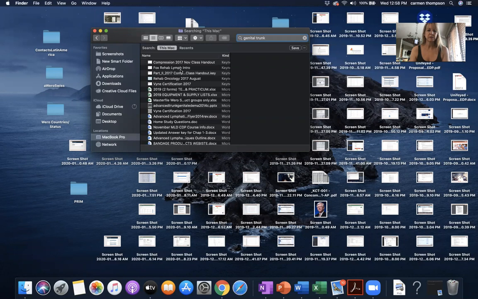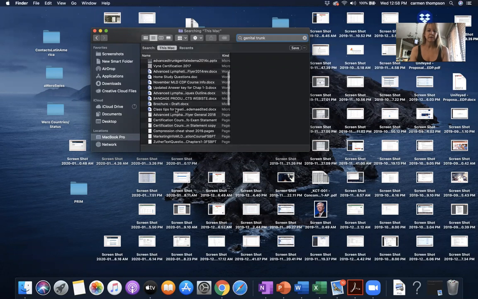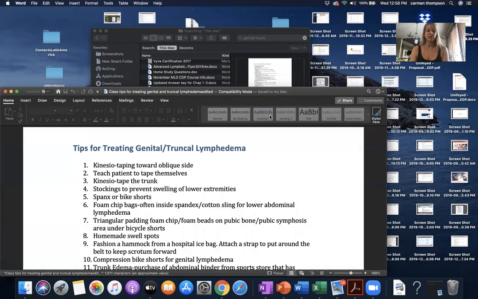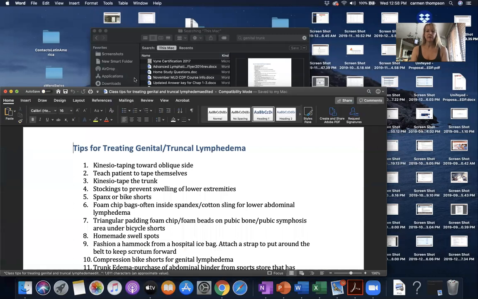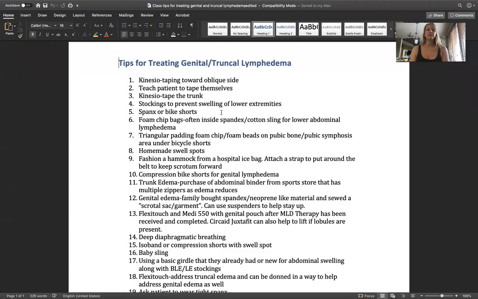Genital and trunk, just some compensatory strategies, tips for treating genital and truncal lymphedema. So kinesiotaping can be, and this is made for a therapist, so some may be applicable for you, some may not be, kinesiotaping toward the side. If you have a therapist that can train you in kinesiotaping, they can kinesiotape the drainage pattern toward your healthy lymph node groups.